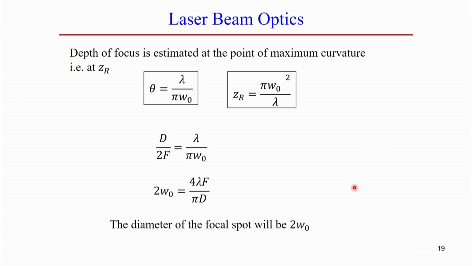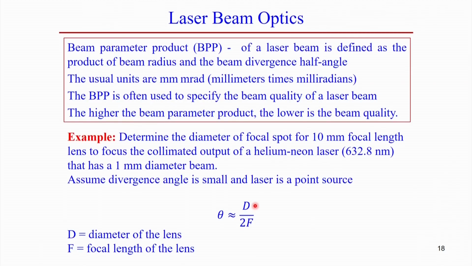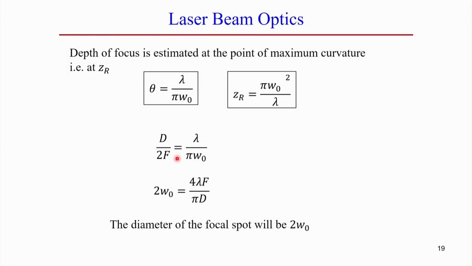Now, depth of focus is estimated at the point of maximum curvature, that means at z equal to zR. In this case theta is simply estimated in terms of the laser wavelength as lambda by pi w0, and also theta equal to D by 2f. From these two approximations we can find the relation D by 2f equal to lambda by pi w0. So, from here twice w0 equal to 4 lambda f by pi D. All the parameters are given, the wavelength, f, and the beam diameter, and the value of pi we know. Based on that we can find the diameter of the focal spot, which is twice w0.